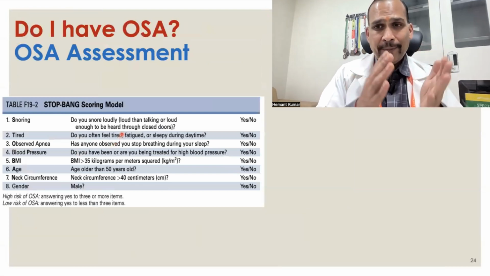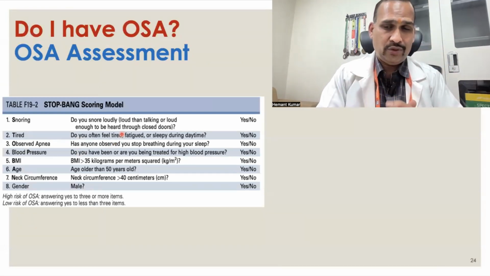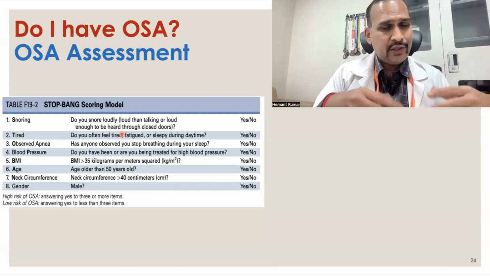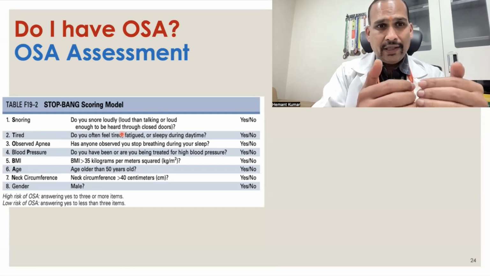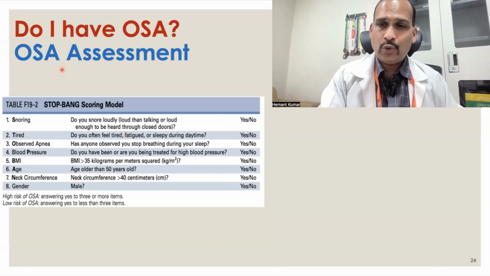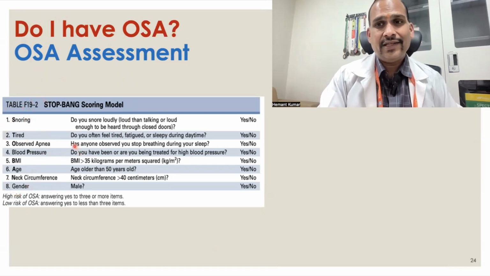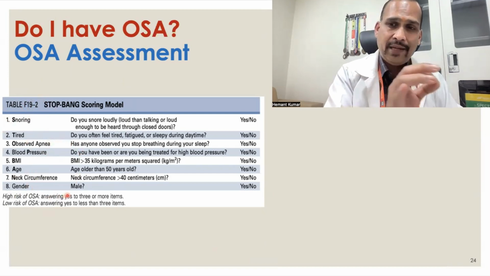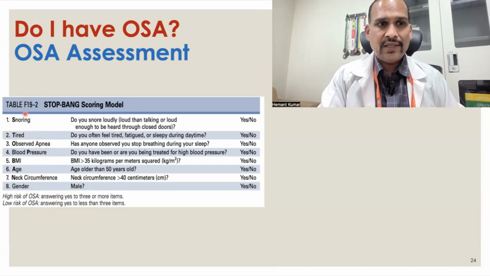So we have to assess whether the patient may have OSA or not. You can try it at home also. If you have risk factors for OSA, then we have to assess for OSA. We have to ask 8 questions, assess 8 things, to label whether the patient has a high suspicion of OSA or not. So what are the 8 questions?